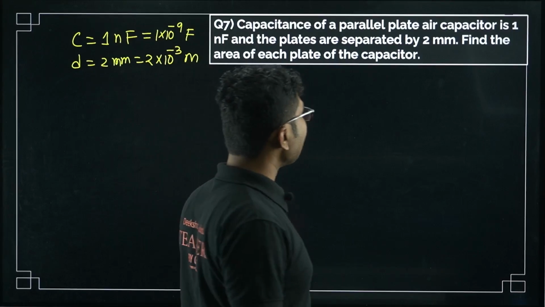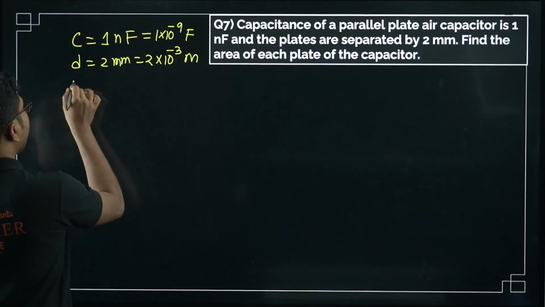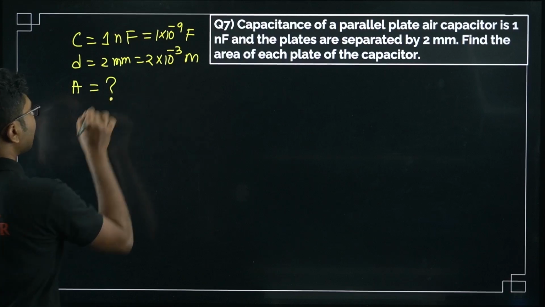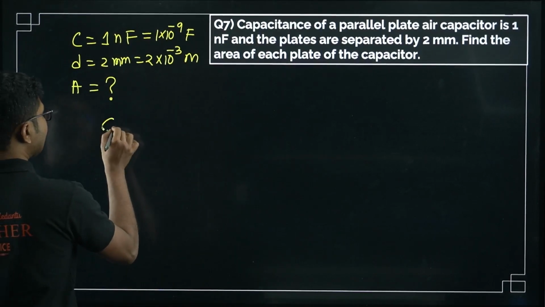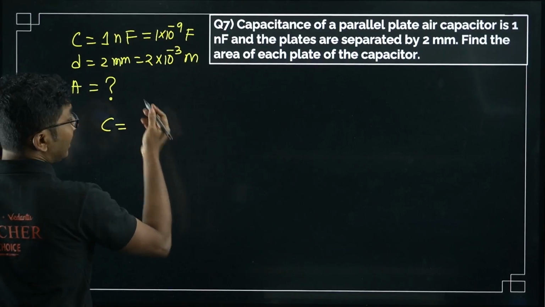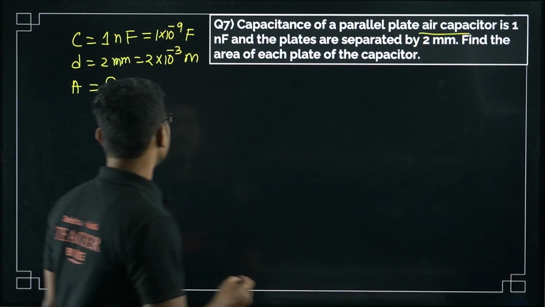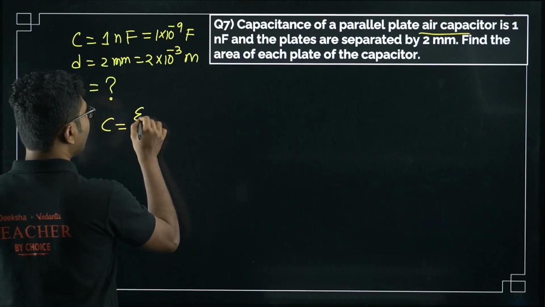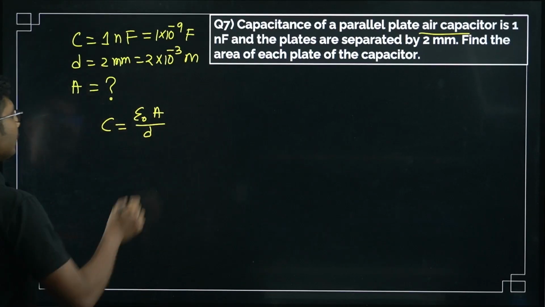As I said multiple times, find the area of each plate of the capacitor. So you have to find the area of each plate of the capacitor. Okay. Now how to do that? We know that capacitance is basically, now there is no dielectric, so air capacitor means epsilon naught A by d. Okay, this is the formula. So you have to find the A.